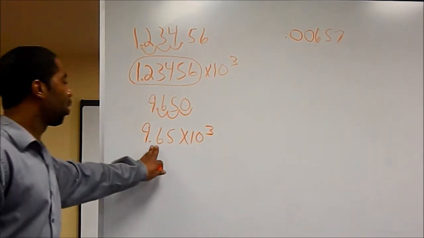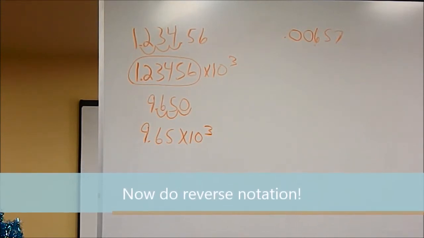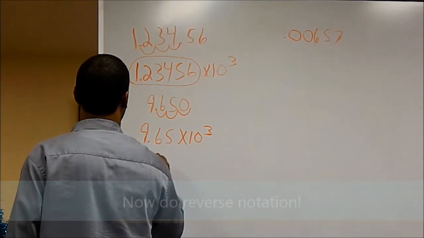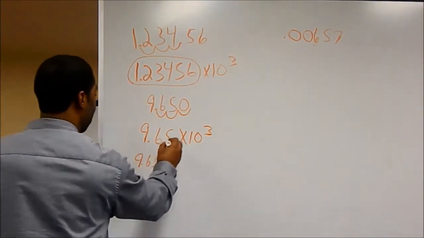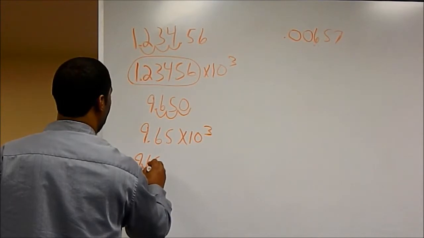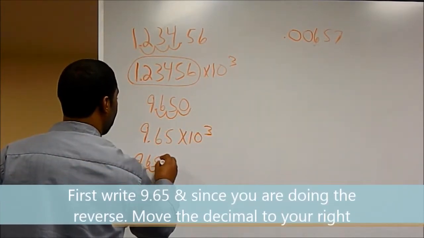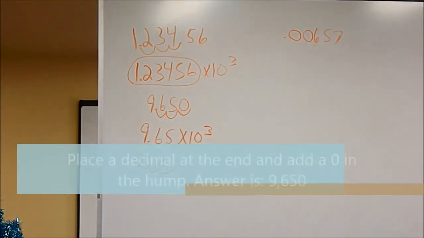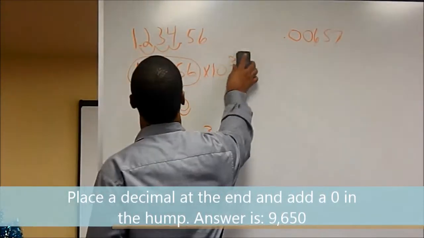Say I have this and I have to write the whole number. What I'm going to do is put 9.65. And I know I'm going 10 to the third power. So because I'm reversing it, I'm going this way. I go 1, 2, 3. Put a decimal here and add a 0 there. And I end up with my original number. Does that make sense? Okay. Those are positive scientific notation questions.